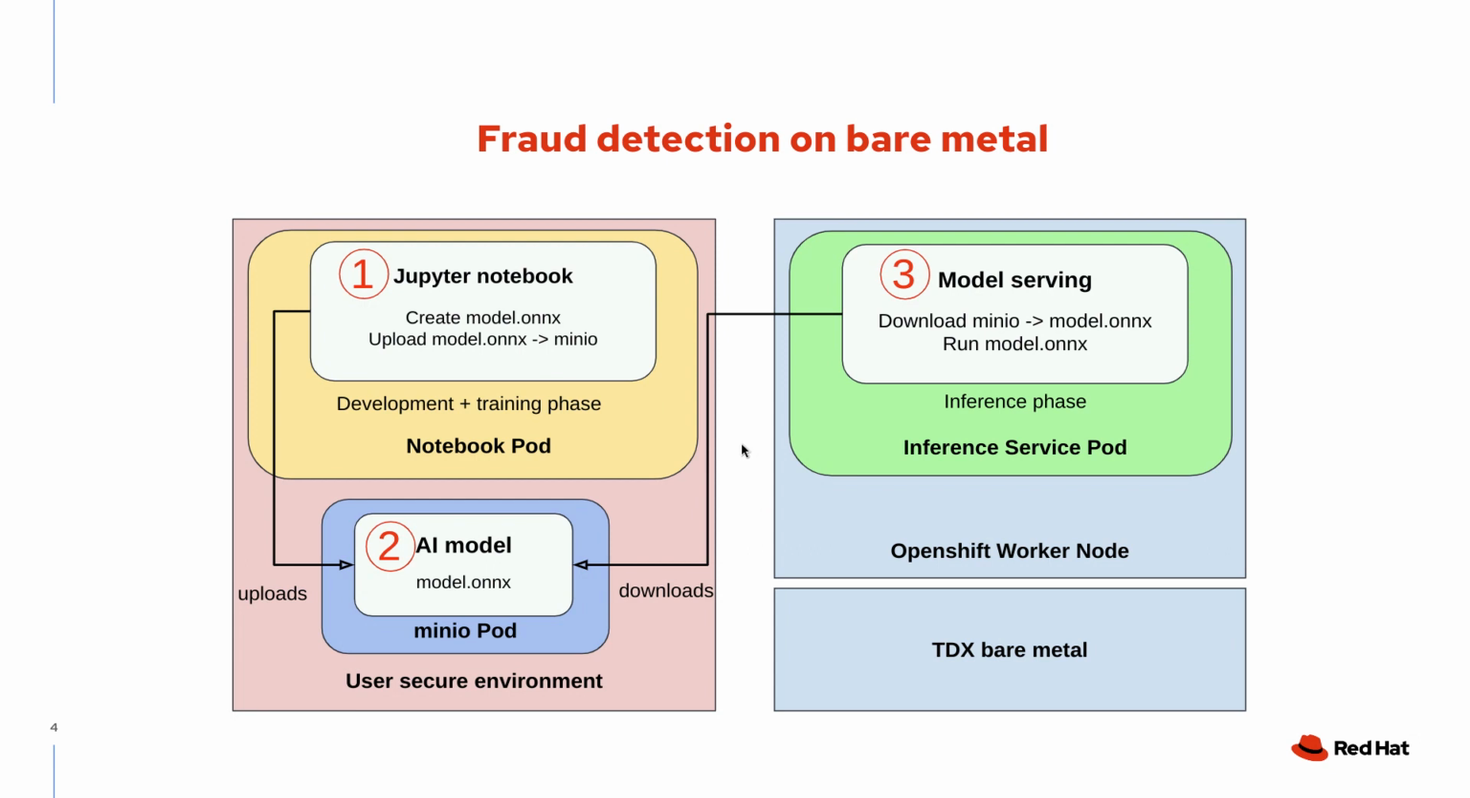This page shows the three phases of an AI model in OpenShift AI. The first phase is developing and training the AI model. The second phase is uploading the AI model to storage from local. After the model is trained and ready, the third phase is downloading the model from the storage and serving it. We will have three pods to run the workloads of these phases.